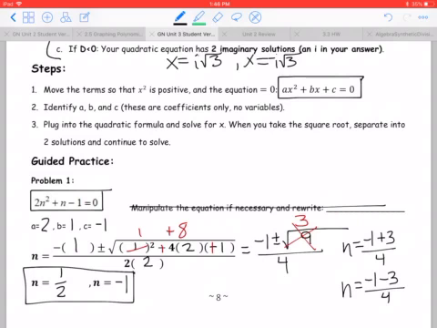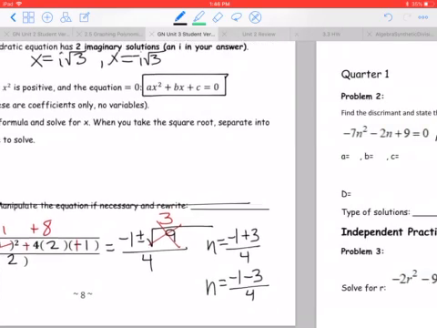So, quadratic formula is nice because it works every single time, even when factoring would be hard or completing the square would be hard. Quadratic formula will always work. It's just a little messy sometimes when you're trying to reduce the radical.